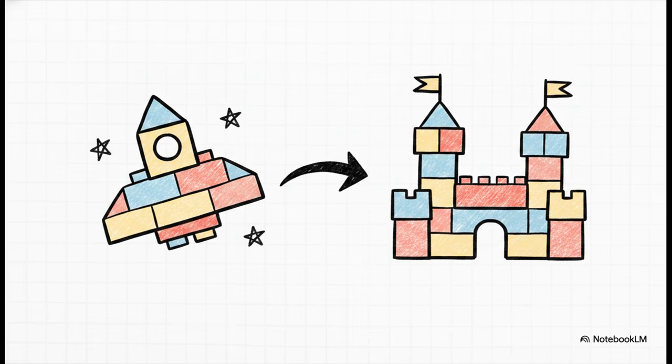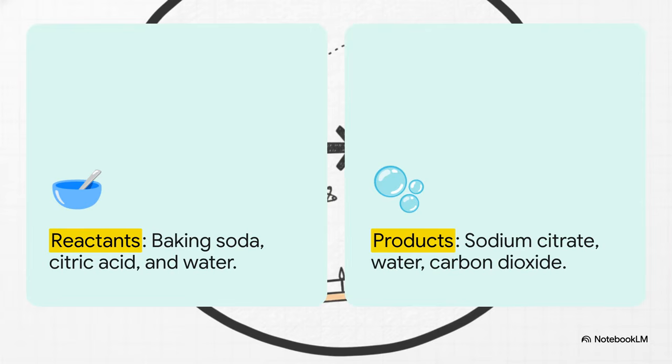The atoms are simply rearranging themselves. So, let's apply that Lego logic to our bath bomb. Look at our reactants. We start with baking soda, citric acid, and water. Now look at our products. What's left after the fizzing stops? We end up with sodium citrate, water, and carbon dioxide gas.